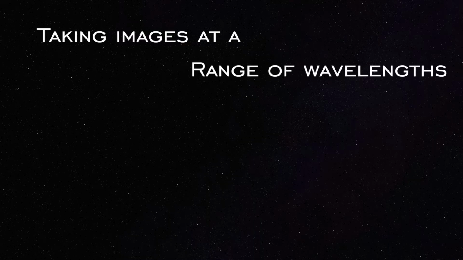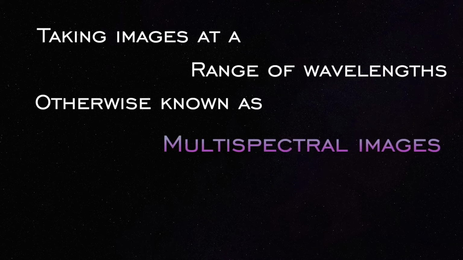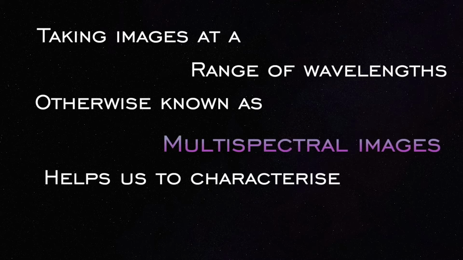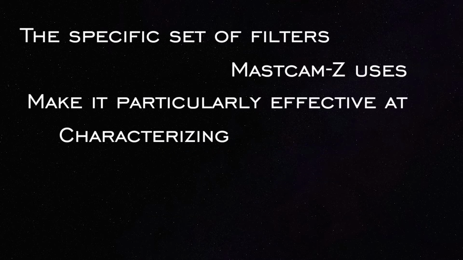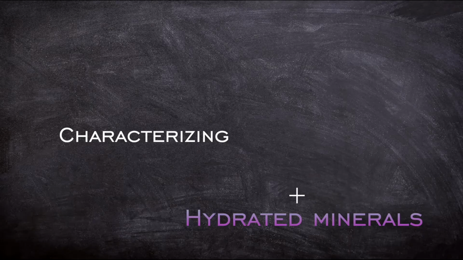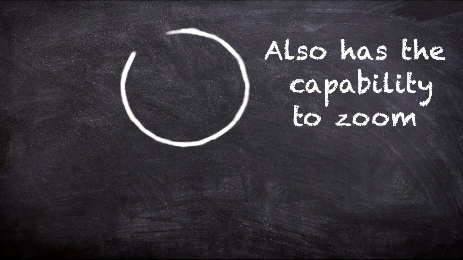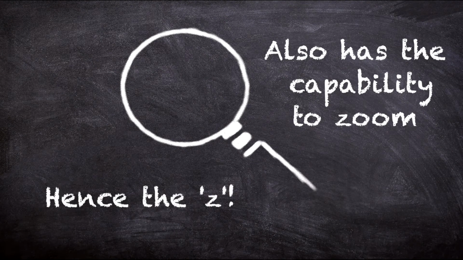Taking images at a range of wavelengths, otherwise known as multispectral images, helps us to characterise the geology we see on Mars. The specific set of filters Mastcam-Z uses make it particularly effective at characterising iron oxides and hydrated minerals. The Mastcam-Z camera system also has the capability to zoom, hence the Z, and take videos, and even take images and videos in 3D.